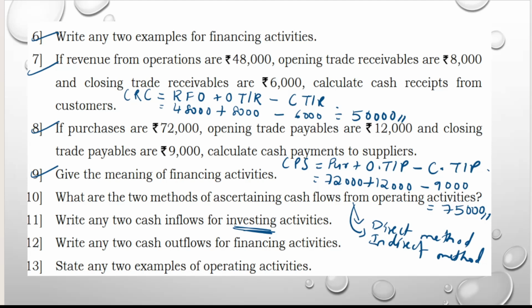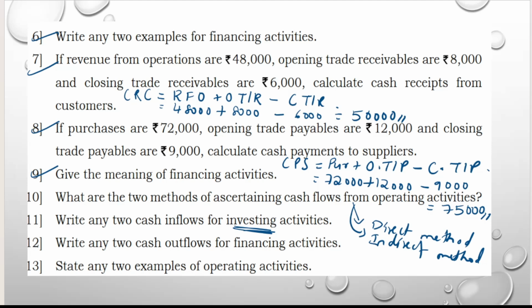Cash inflow. In investing, how will cash come? When we sell our assets. When you sell the machinery, you will receive the cash. When you sell the shares, you will receive the cash. When you sell your motor vehicle, you will receive the cash. And if you have invested money in some other company's shares, they will give you the dividend, so you are receiving the dividend. That is an example of cash inflow.